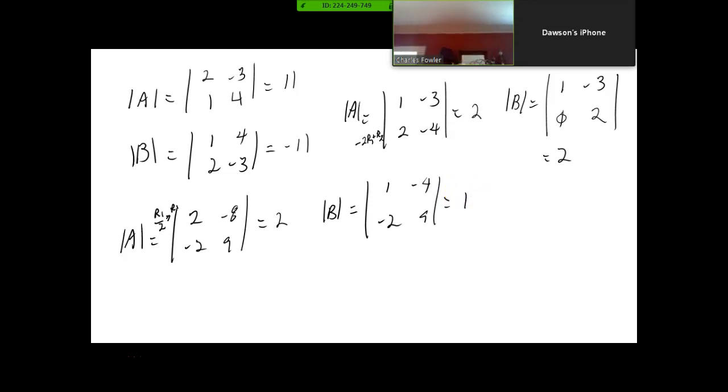What's this determinant? 1. So it appears, just with this one little simple example, that by the elementary row operation of dividing or multiplying a row by a non-zero number, you'll divide or multiply the determinant by that same non-zero number. We divided the top row by 2, we divided the determinant by 2. Or we multiplied the top row by 1/2 and multiplied the determinant by 1/2.